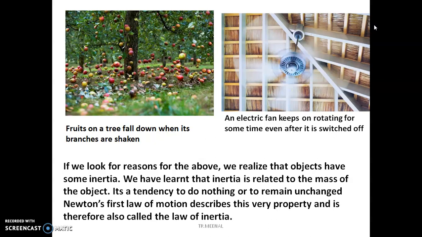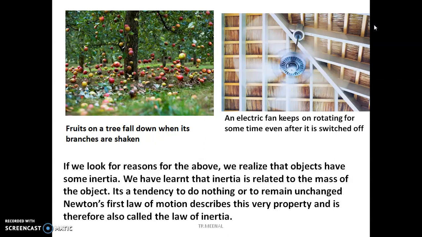What is inertia? It is a tendency to do nothing or to remain unchanged. So until and unless any force is applied, an object tends to remain in the same state. That we call inertia. So Newton's first law of motion describes this very property and therefore is called the law of inertia. So Newton's first law explains to us about inertia. So widely it is known as the law of inertia.